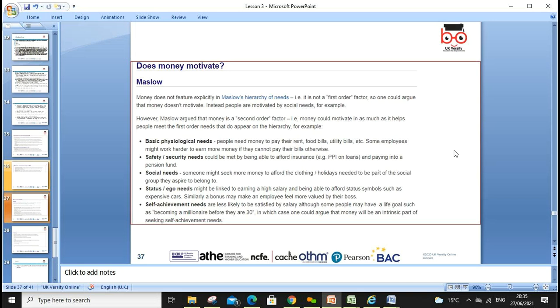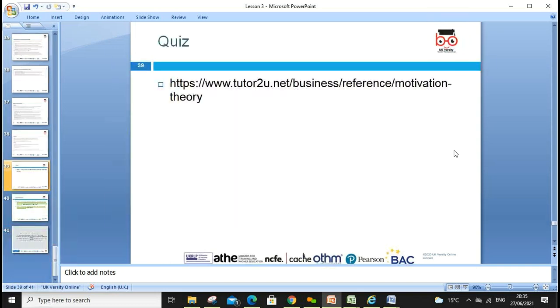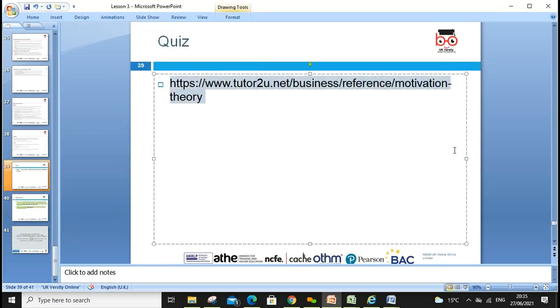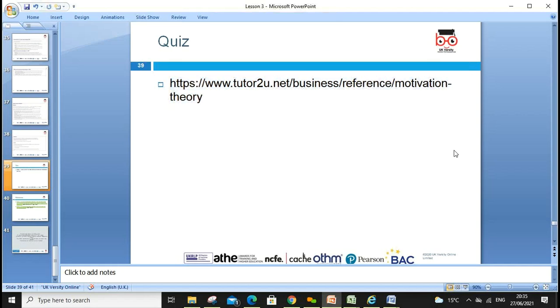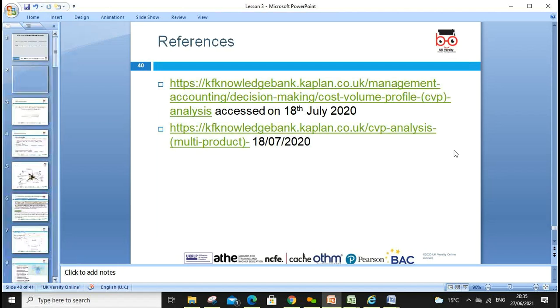Does money motivate? Maslow does not feature it explicitly in the hierarchy of needs. For the first order, the factor is that money doesn't motivate; instead, people are motivated by needs. So basic psychological needs, safety needs, and all these we need to focus on, and the reward system should address them. Then we can look at Herzberg's theories, of course, hygiene factors, demotivators, and motivator factors. How the person feels about the target, and the size of the bonus needs to be reasonable. So these are all the methods, and the reward system will help to improve performance.